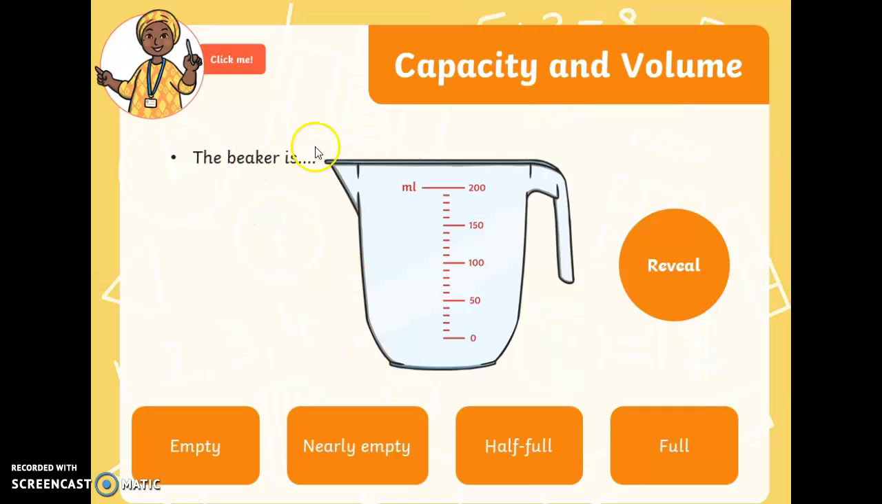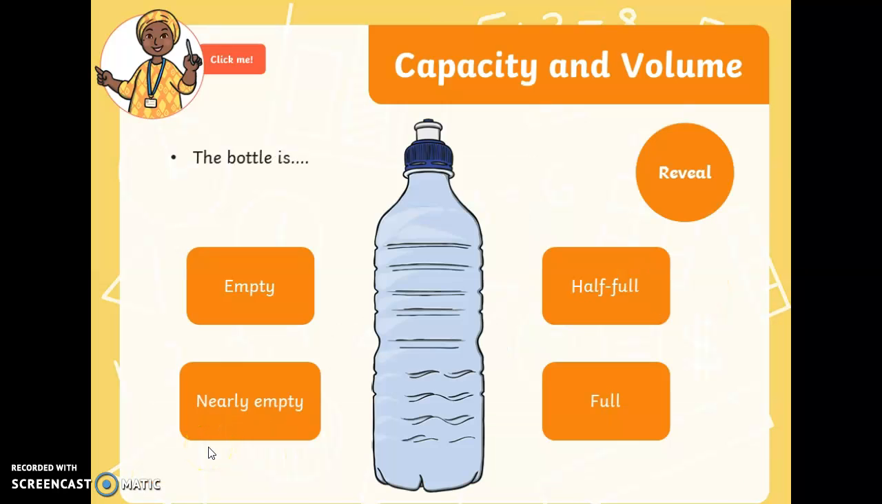So, let's look at this one. This beaker, is it empty? Is it nearly empty? Is it half full or is it full? Can you see any liquid in it? It was empty.